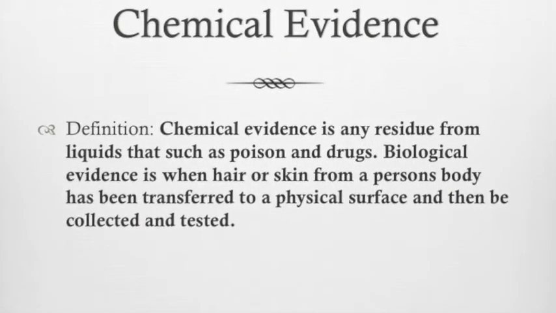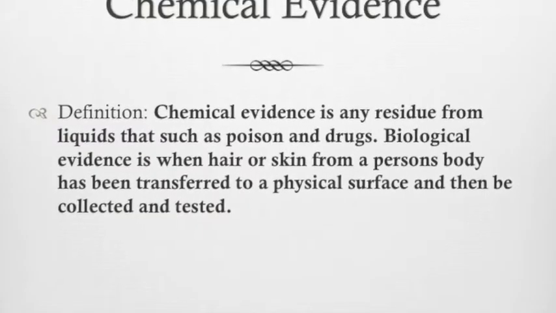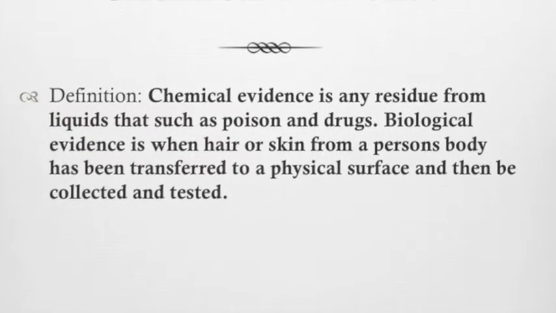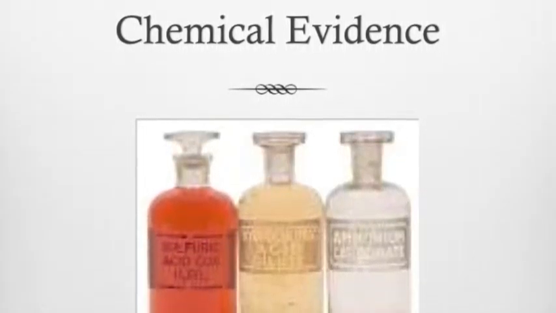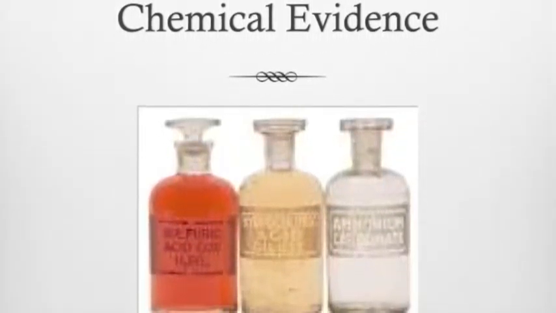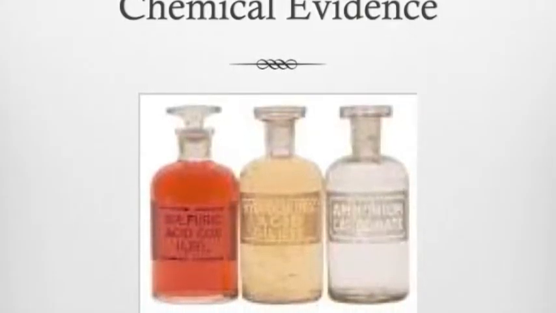Chemical evidence is the trace left behind by any presence of chemicals at a crime scene. An example of chemical evidence is acids. This is probably the most commonly found chemical at crime scenes.